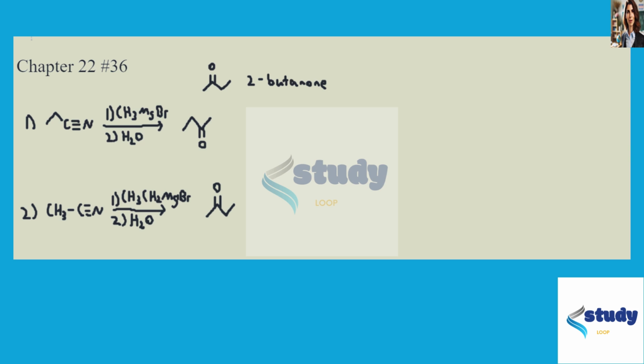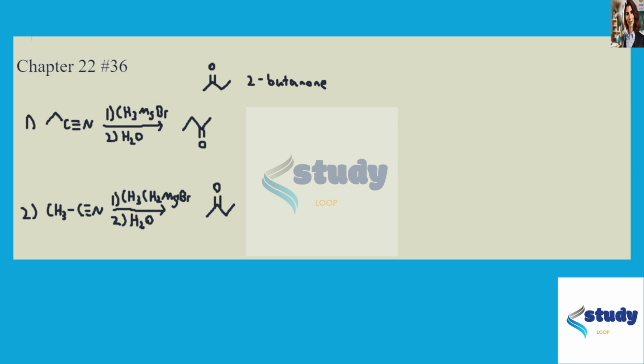This is the answer to Chapter 22, problem number 36 from the Smith Organic Chemistry textbook. And this problem is asking us to synthesize 2-butanone any way that we want, really, provided that we do it from a nitrile and a Grignard reagent.